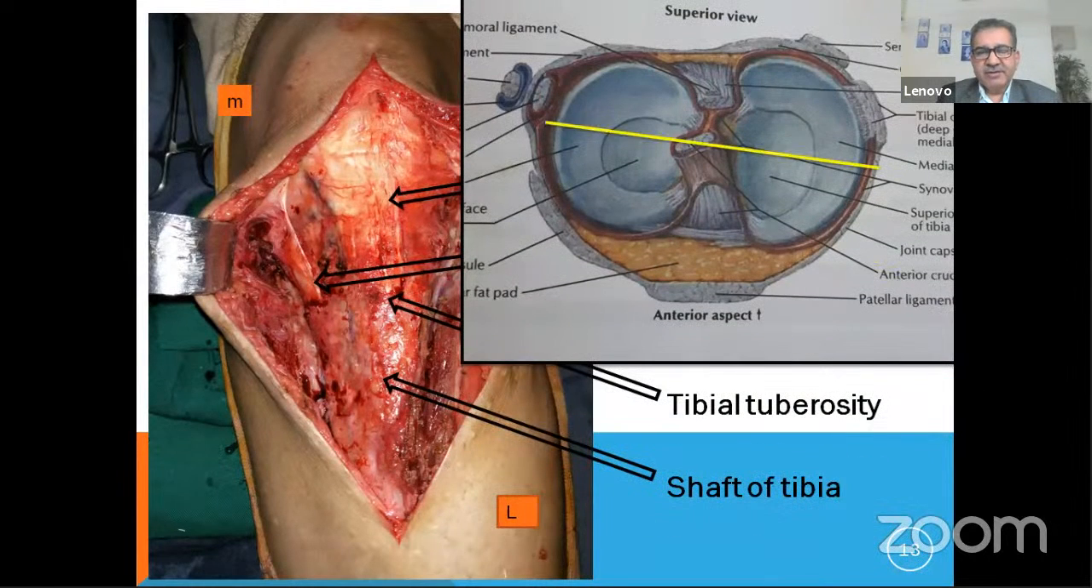And you need to know your limitations. Just be anterior to the tibial collateral ligament and fibular head. You cannot go behind that. So all your dissection will be in this limit only.